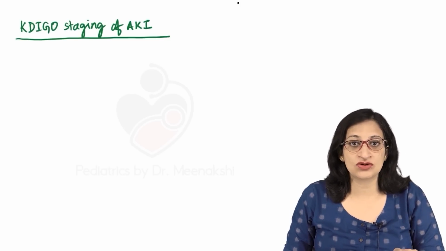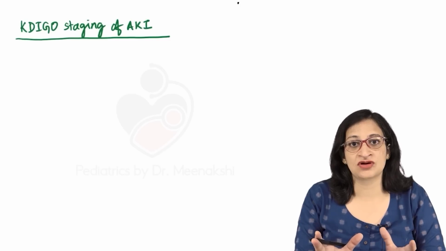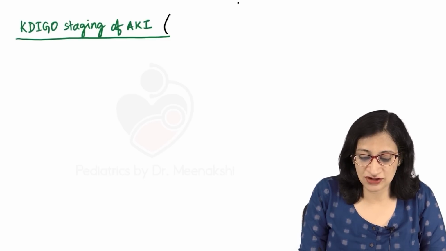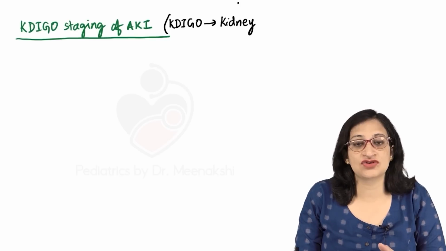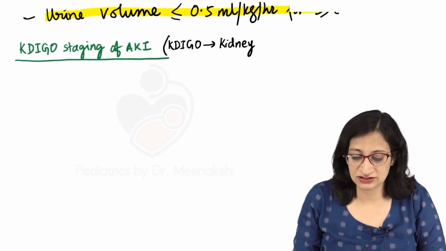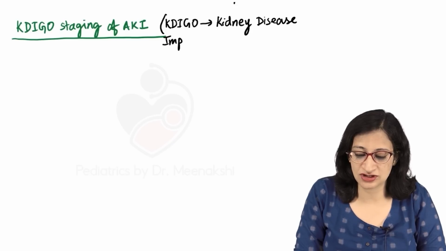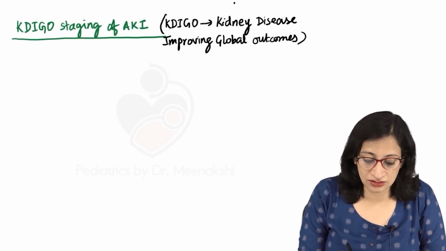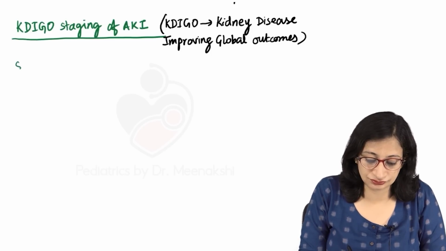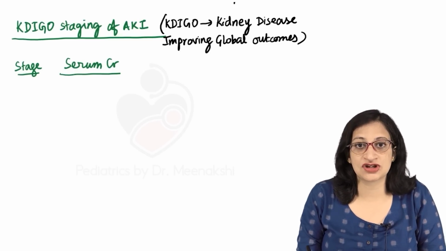KDIGO is the short form for an institution which has developed a lot of guidelines related to kidney diseases. It is a group or a network of collaborators. KDIGO stands for Kidney Disease Improving Global Outcomes. You have guidelines for adults as well as pediatrics available from KDIGO. So they are international guidelines. There is a stage which you can arrive at either based on serum creatinine level or based on urine output of the child.